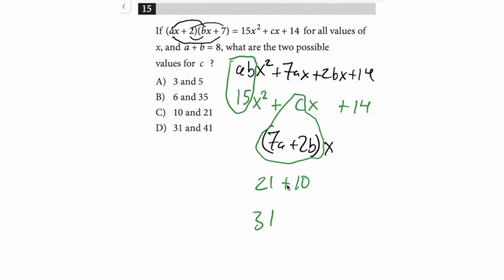And now you can use this to figure out that my answer is going to be D, because that's the only option where 31 is an answer. Now, if you wanted to, you could plug in these in reverse. 5 times 7 is 35, plus 6 times 2 is 41. So that is our answer. But once you find 31, you know that choice D is going to be your answer.